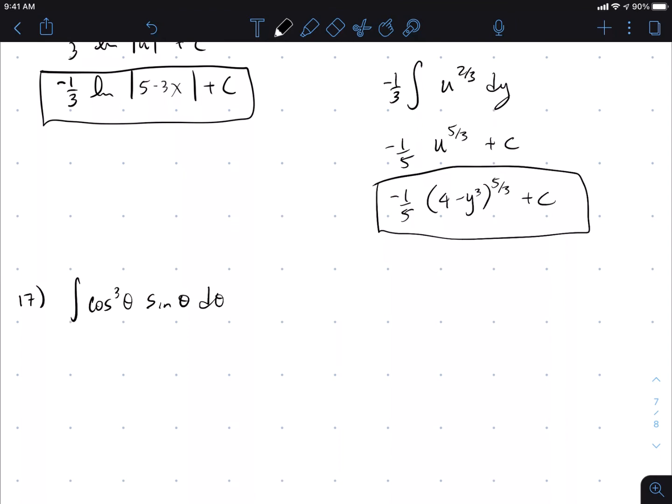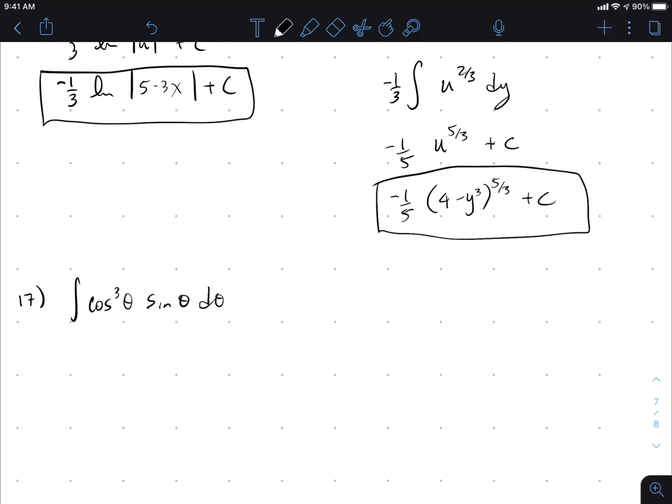What do you guys think? I don't think that we can substitute, but I'm not sure. Yes, we can do substitution here. Which one do you want to sub for? Probably the cosine cubed. Oh, very smart. It's the cosine cubed that we want to do it for, not sine.